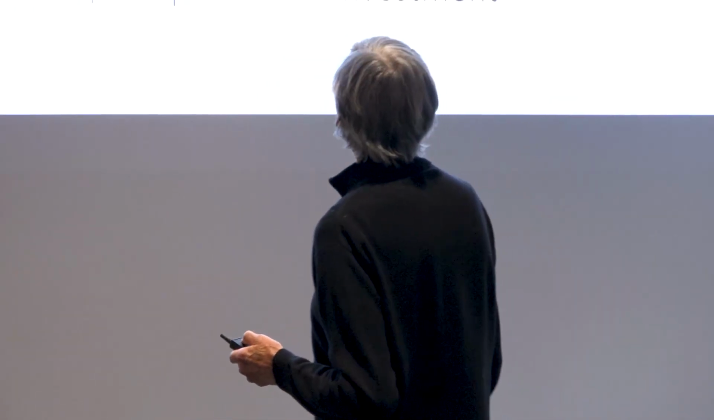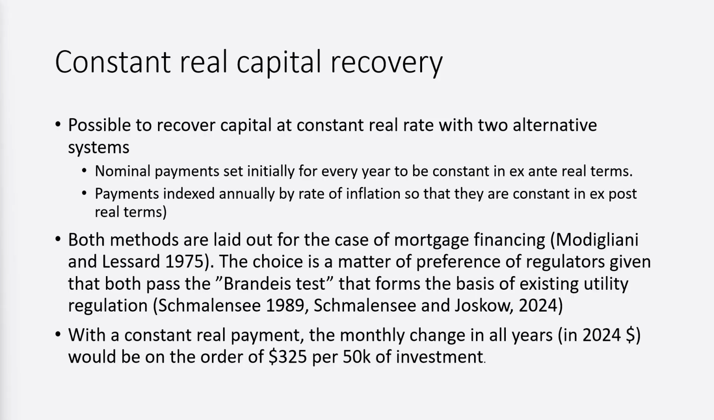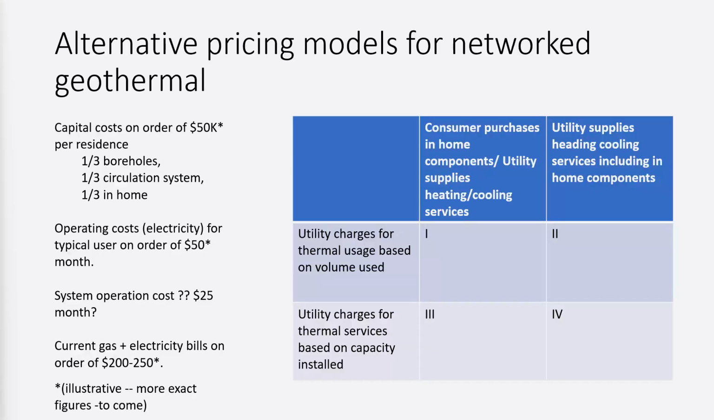Okay, so constant real capital recovery, there are ways to do this. I wrote it up in 1975 for totally different reasons. It's all in there. Okay, now, alternative pricing models. We could have the consumer purchase in-home and the utility supplies the common stuff, or the utility supplies everything. Those would be the two choices. And you could charge for thermal usage, or you could charge for capacity. I personally like charging for capacity.